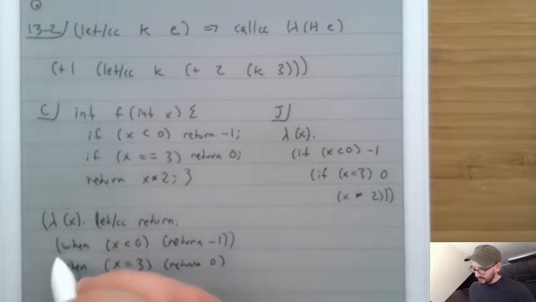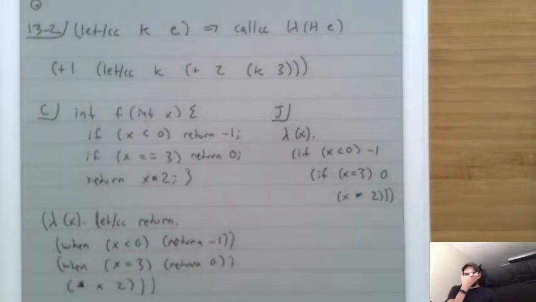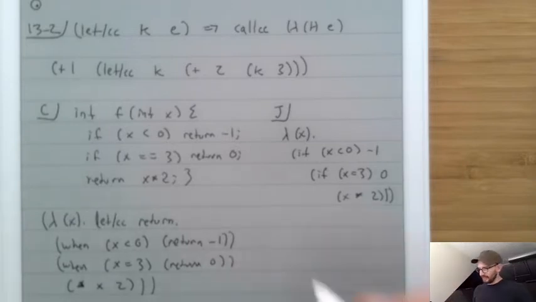So let me just put in the rest of the parentheses. Okay? So a let CC allows us to define return ourselves. And naturally, what should you be thinking? You should be thinking, aha, I can put this in the desugarer.